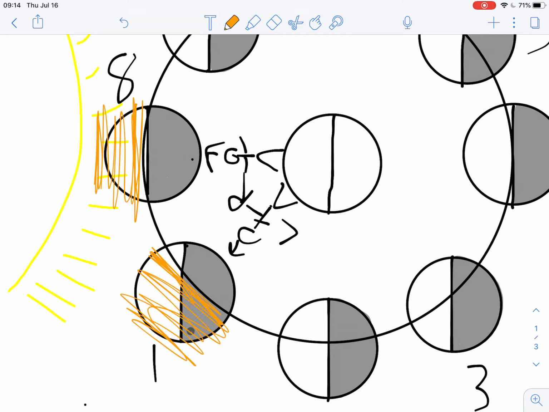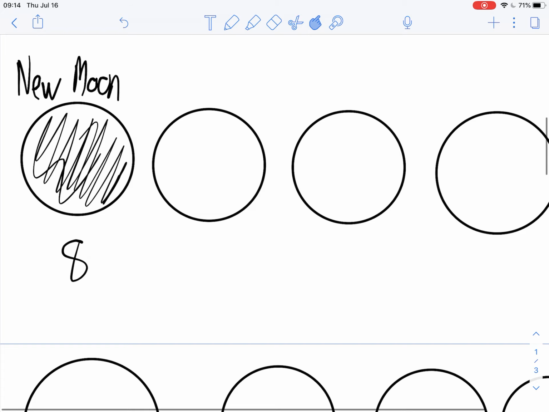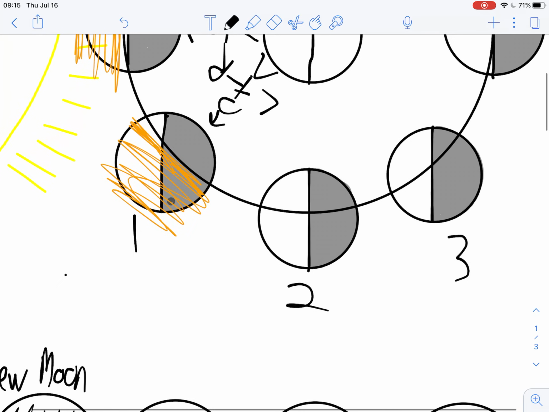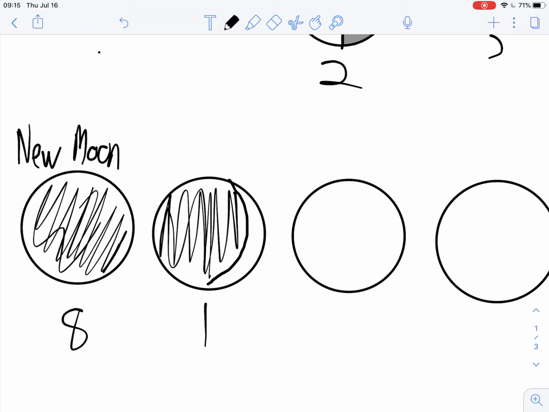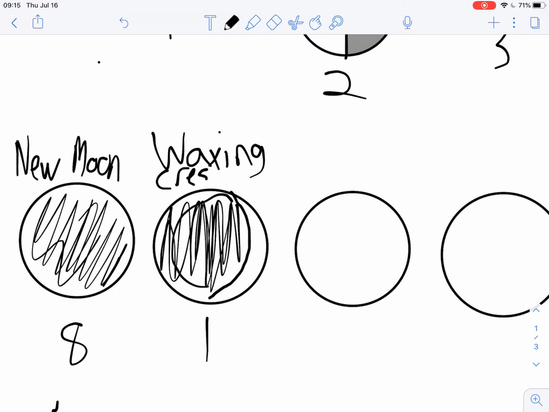At position 8, he didn't see any of the illuminated part. At position 1, he's only going to see a tiny little sliver of it. So what that means is that at position 1, the right side is illuminated. Okay, so he's just going to see a tiny sliver of the right side of the moon like that. And when the right side of the moon is illuminated, this is in your notes, it's called a waxing phase. So we're going to call this a waxing crescent. Okay, because just a sliver of the moon is visible.